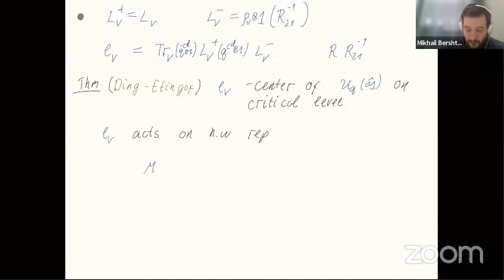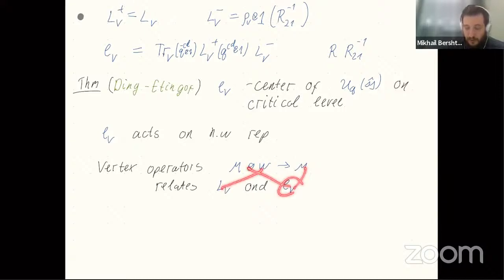So vertex operators, which go from some module tensor a finite dimensional representation to another module, relate this story about L_V and L_V. So if we take a vertex operator which corresponds to a beta eigenvector, then it has a good commutation property with this L_V which acts here. But anyway, I stop here and just ask for questions.